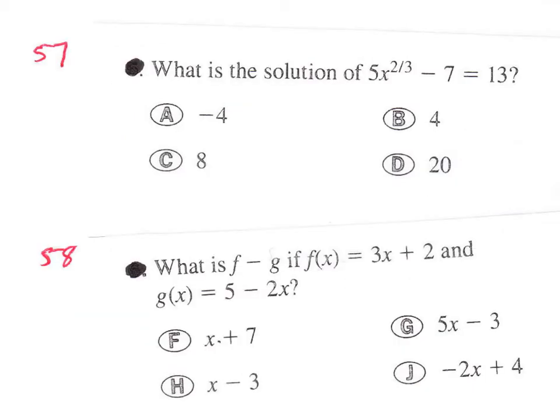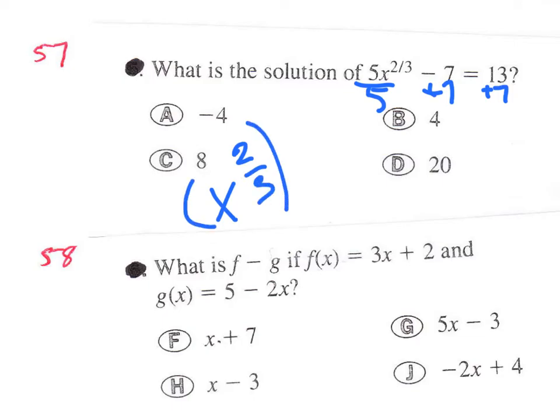Number 57, we want to know what the solution is, so you've got to solve. Again, I'd add 7 first, and then divide by 5, and then remember, if you want to get rid of x to the 2/3, that means you've got to raise it to the 3/2 power. And of course, it's an equation. What we do on the left side, we've got to do to the right. So take your time and work that out carefully on 57.